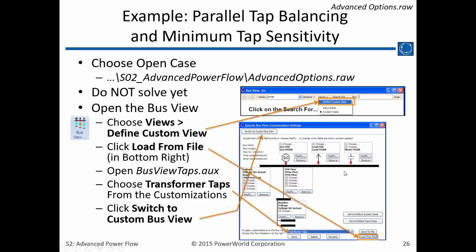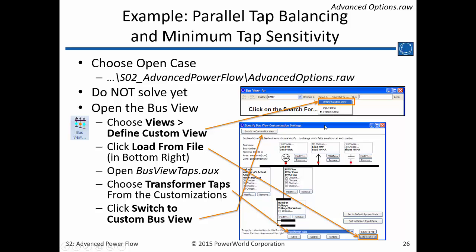So here's a discussion of some of these other options. For example, the parallel tap balancing and minimum tap sensitivity. For an example here, there's a case that if you open it up, it's called advancedoptions.raw. If you open it up and you look at it before it's solved, I'm just going to do it here on the slides. I'm not going to actually open the case.